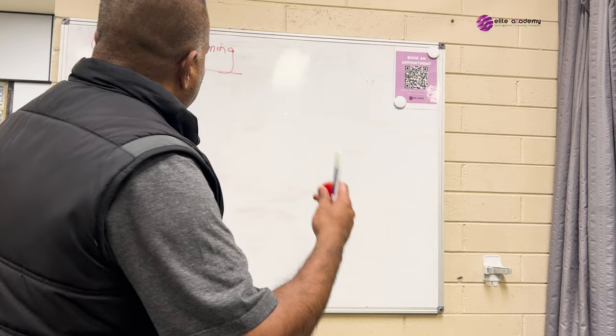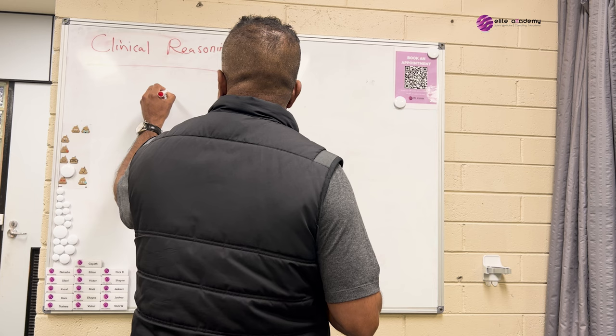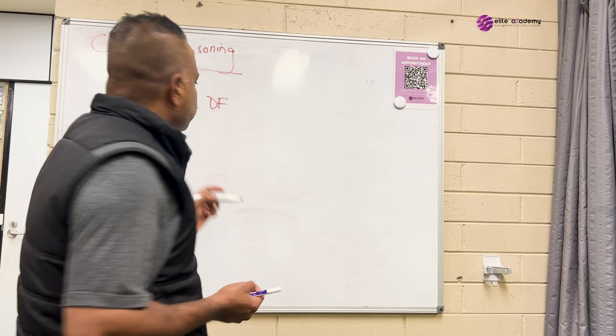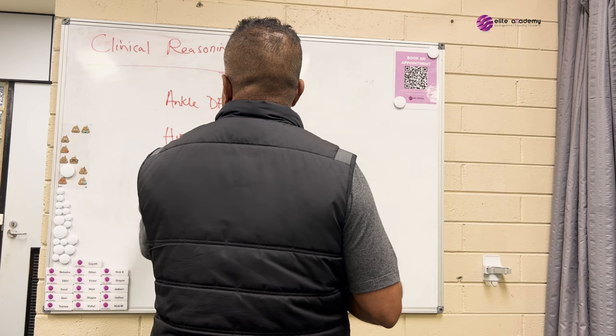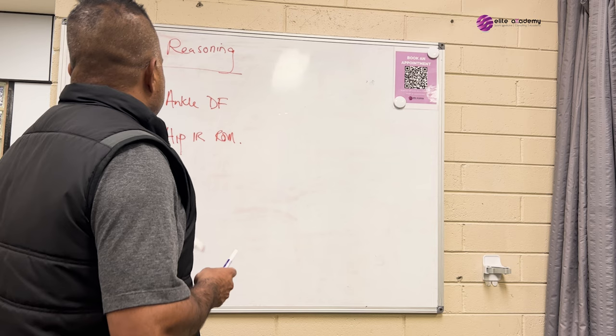So, list for me all the things that you found wrong, or all the objective tests that you found wrong. Ankle dorsiflexion. That was stiff. What else? Hip internal rotation, bilaterally. Internal rotation, strength or stiffness? Stiffness. Or range, sorry, range of motion. Okay, so that was down. What else?